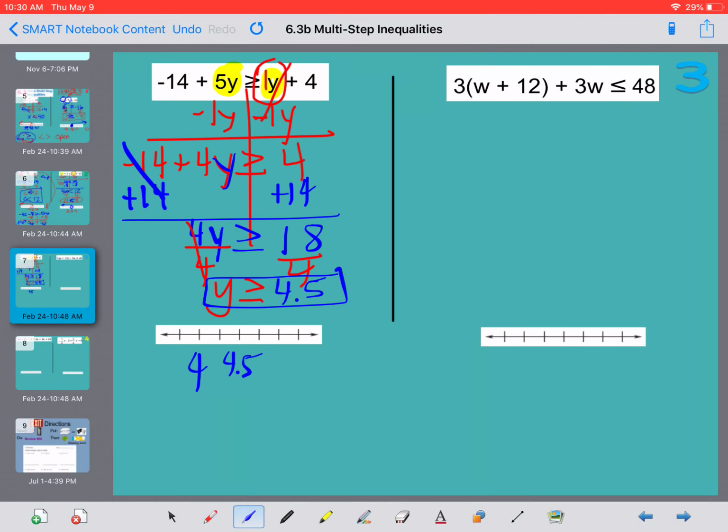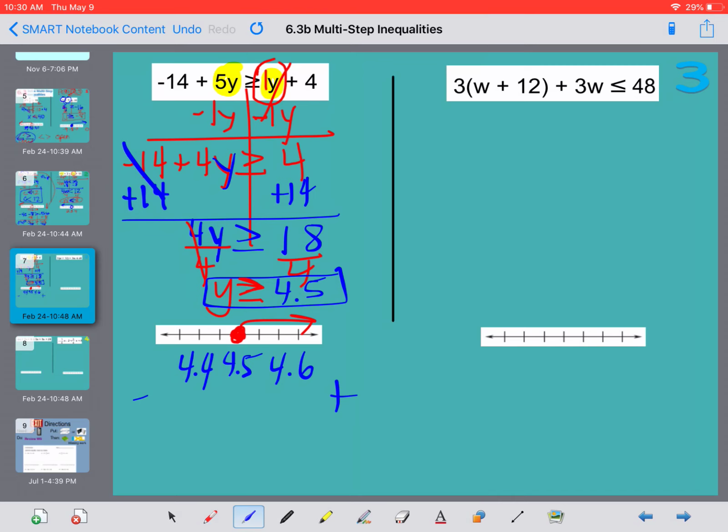So if you want to put 4 over here and 5 over here, that's fine. If you want to go by 0.1s and go 4.4, 4.5, 4.6, that's fine. It doesn't really matter as long as there's a bigger number on this side and a smaller number on that side. This one has a closed circle equal to, and we have the greater than symbol to the right. 4.6 is greater than 4.5.